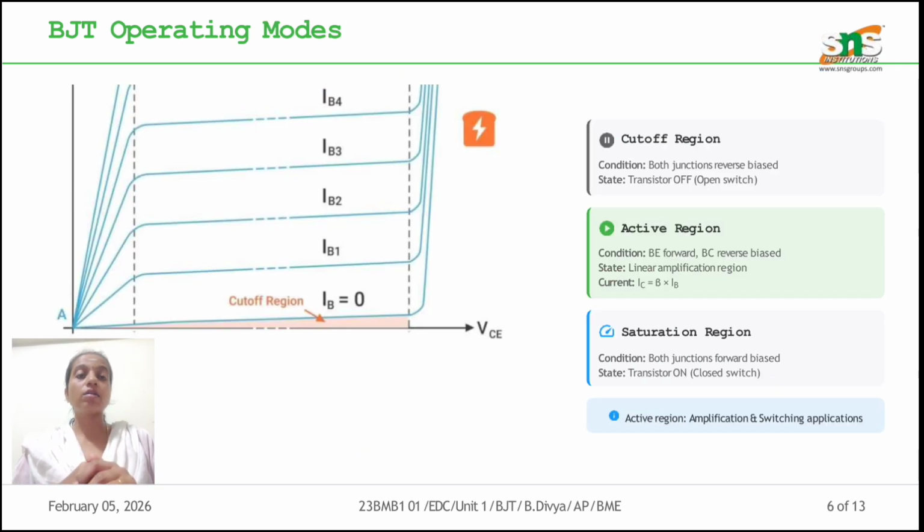These are the characteristics of the operating modes. Here we have three different operating regions. Of the three configurations, common emitter, common base and common collector, we are going to use the common emitter configuration. In a BJT we have three operating regions: the cutoff region, the active region and the saturation region. In the cutoff region, both junctions are reverse biased.